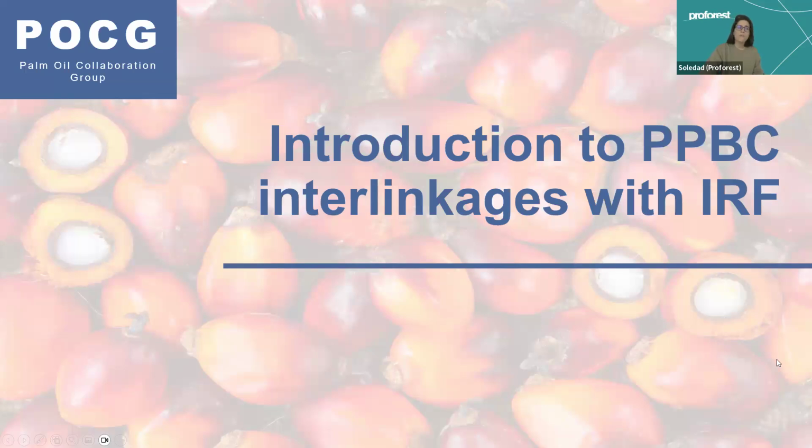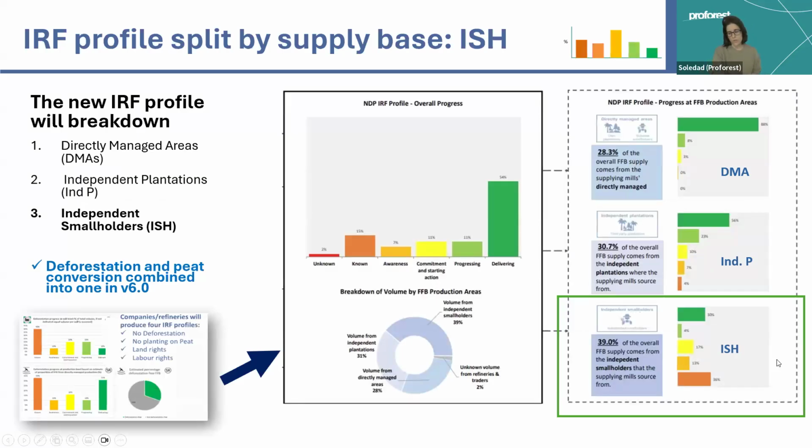First, as a little bit of context, just note, as you may be already aware, the new version of the IRF, the IRF version 6.0, has a breakdown of the IRF profile into the different FFB sourcing areas. That is the directly managed areas, volumes coming from independent plantations, and volumes coming from independent smallholders. So today we're going to talk about these volumes linked to independent smallholders.